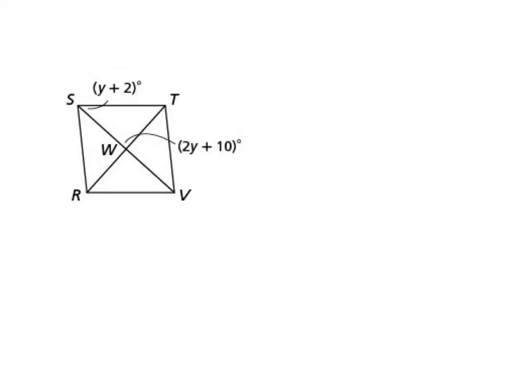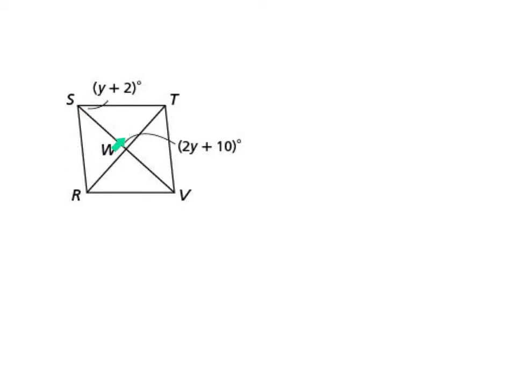So for this example, I know that this angle is an angle bisector. So if I knew something about the other angle, I would be able to figure this out very easily. But I don't, so I'm going to skip that one for now, and I go to this angle right here.